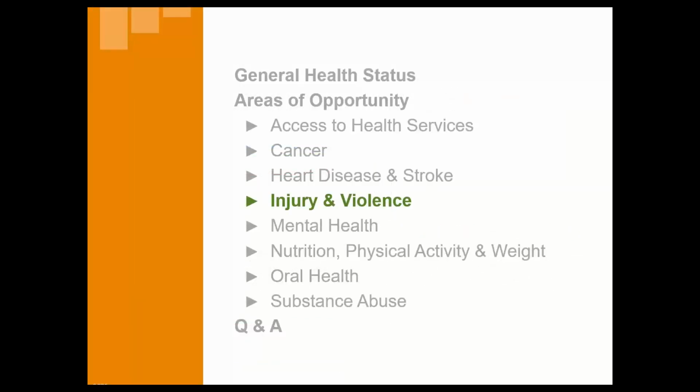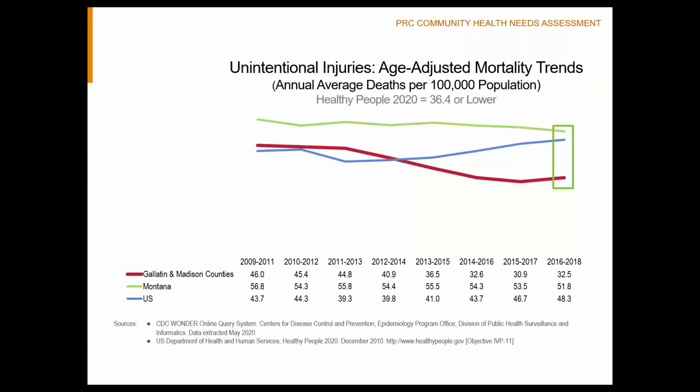Moving now to injury and violence. Looking at unintentional injuries, we see the unintentional injury death rate here much better than the state and the nation and trending downward. So kind of going opposite the way that the country is going.